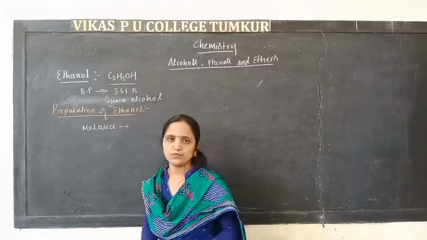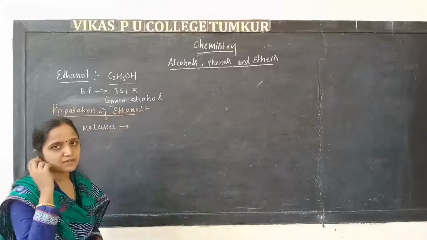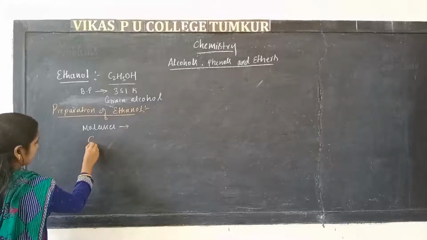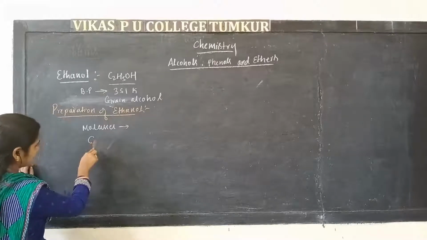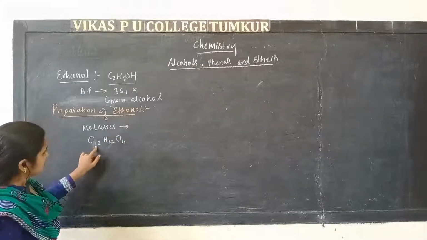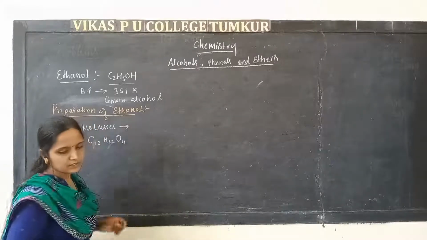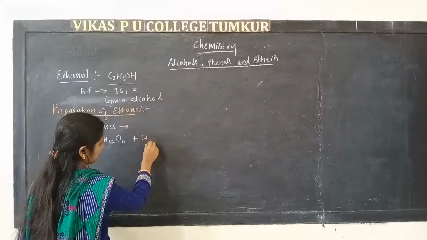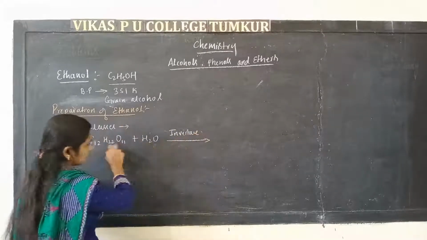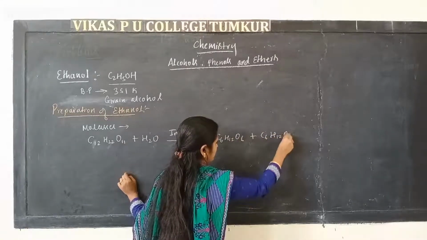The sugar present in the molasses, C12H22O11, is converted after dilution with H2O, in the presence of the invertase enzyme, into glucose and fructose.